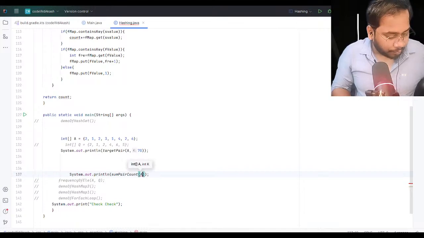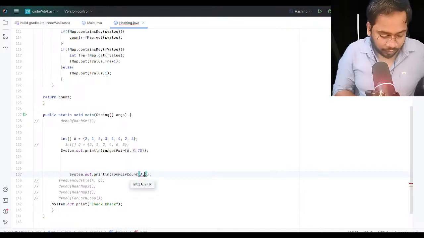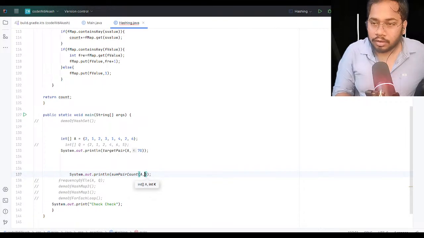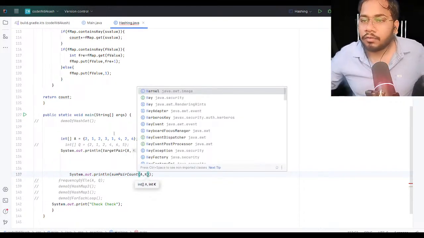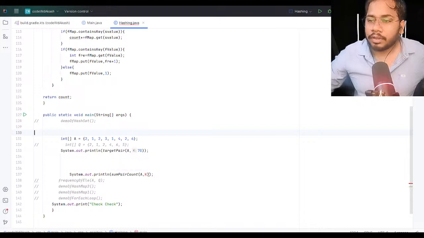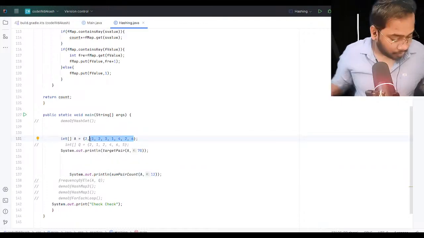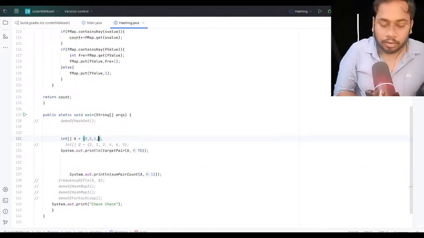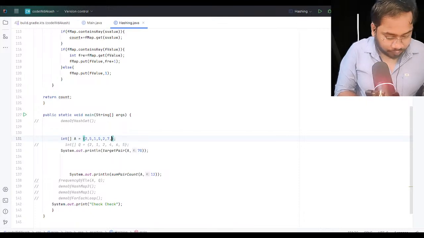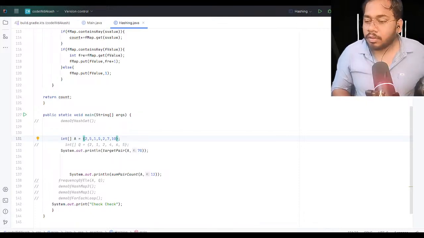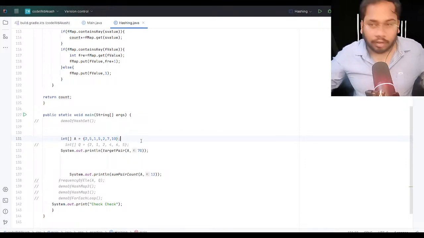This function will be passed with two things, one array and another one k. So here, let's directly pass the value k as 12. Okay, so we are passing k as 12, and let's change some values in a. So what we had in a: 2, 5, 1, 5, 2, 7, 10. Okay, yeah, so this is our array.